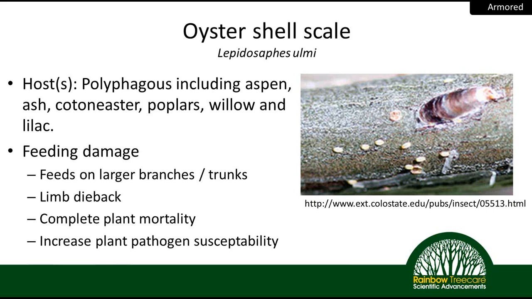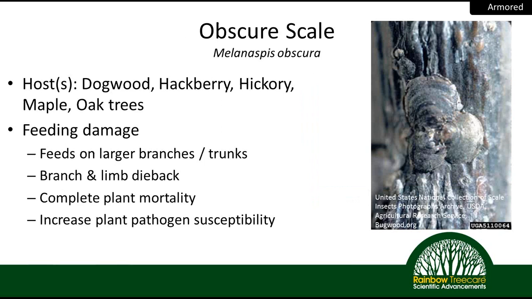And then another scale that I'd like to cover is obscure scale. Obscure scale has a wide geographic range. It does attack dogwoods, hackberries, hickories, maple trees, and oak trees. It does cause sort of the same feeding damage as the scale insect I just talked about, and it feeds on larger branches and trunks. It does cause that branch and limb dieback or complete mortality. It does increase that plant pathogen susceptibility.